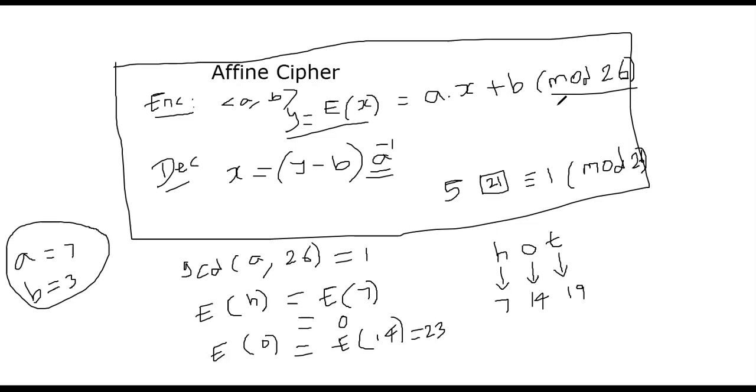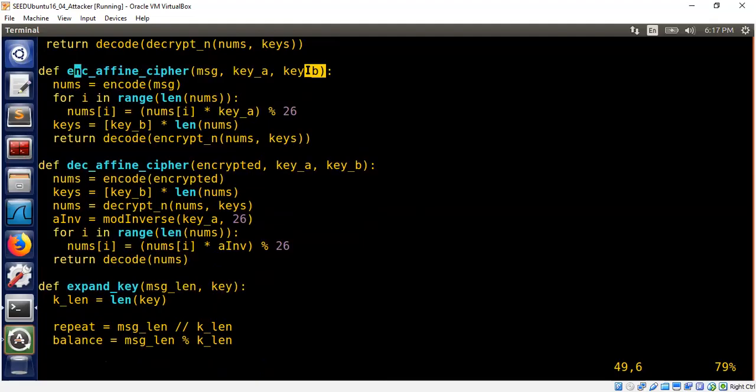One more thing: I will quickly show you a demo, and then we can wrap it up. For encryption using the affine cipher, I encode the message string into numbers. So the string HOT will become a bunch of numbers. Then I multiply each number by key A, and then I have to use the key B as in the regular Caesar cipher. That's what I'm doing, okay?